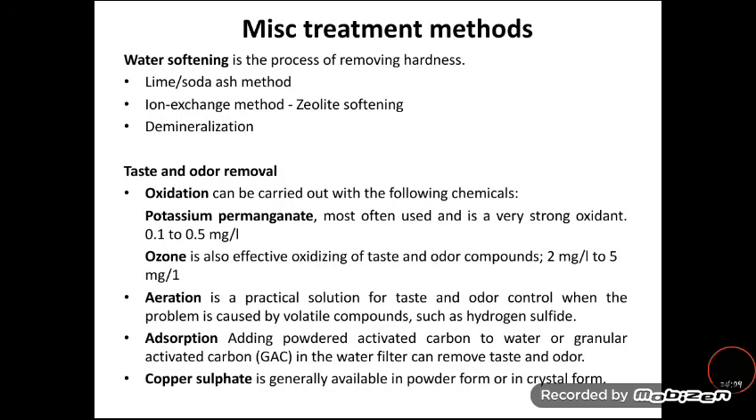The miscellaneous treatment methods available for water treatment: the first one is water softening. It is the process of removing the hardness by means of the lime soda ash method, the ion exchange method, zeolite softening, and demineralization. Next is taste and odor removal by means of oxidation. In the oxidation processes we use potassium permanganate and ozone.